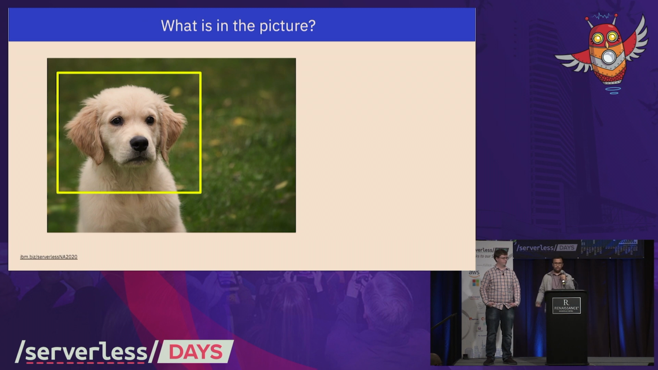So we'll start with a simple example of object detection. It's easy for us to perceive this, but for a computer, perceiving images and object detection is a really, really hard task. It's not trivial by any means.